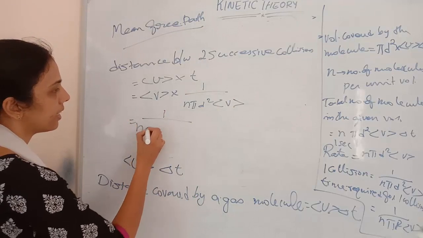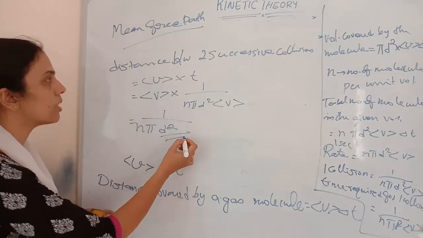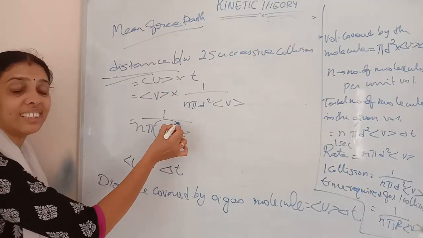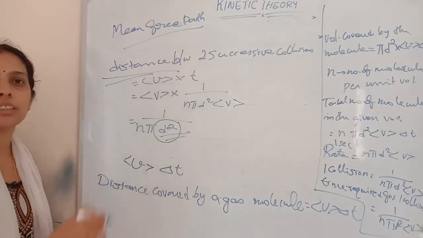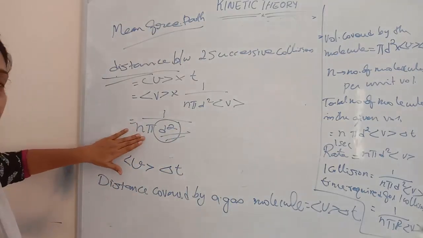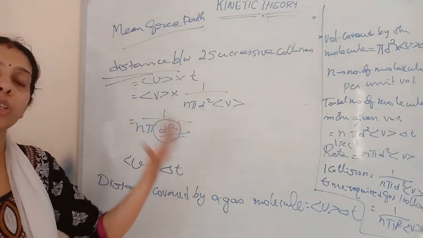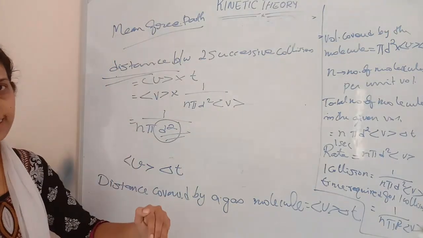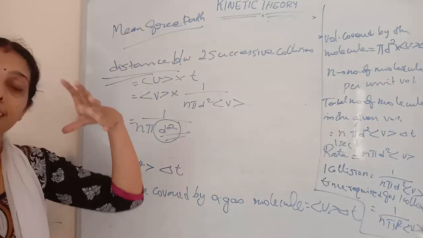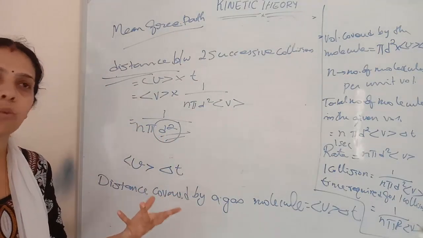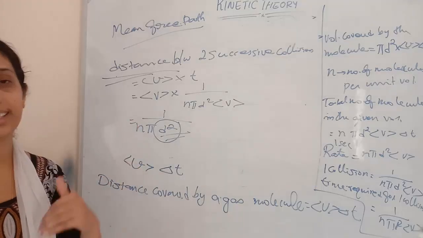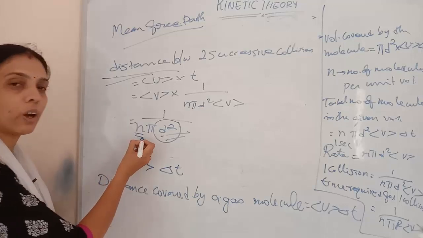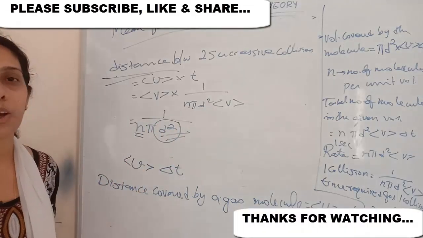So we are getting it as 1 by n pi d square. The distance between two successive collisions depends on the number density. As the number density of molecules increases, the mean free path will decrease. It also depends on the size of the molecule. As size increases, the mean free path will also decrease. So it depends inversely on the number density and the size of the molecule.